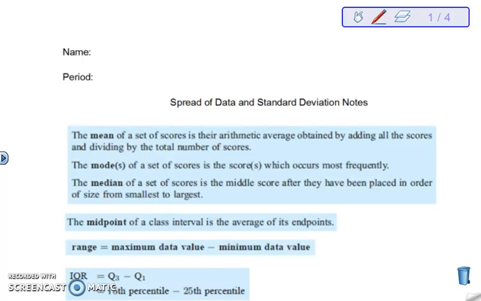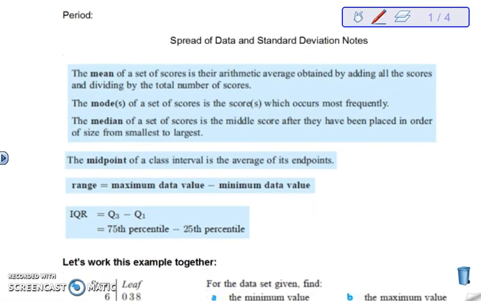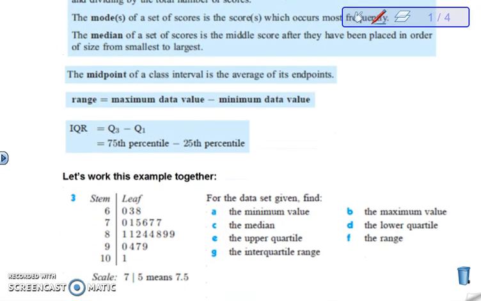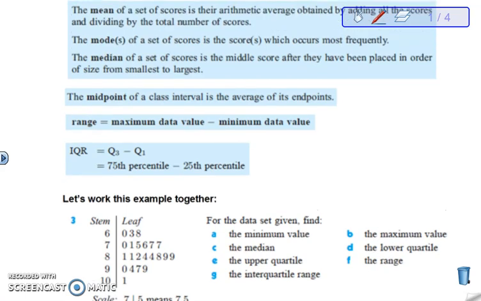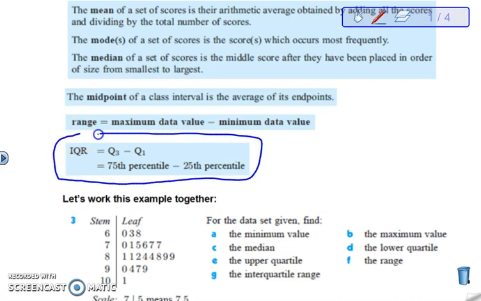Alright, welcome. So today we're talking about spread of data and standard deviation. When we talk about those things, basically we're talking about how close each term is to the middle of the data set. So the things that we need to be familiar with are mean, median, mode, as well as range and interquartile range. As it says there, that's the difference between your 75th and 25th percentile.